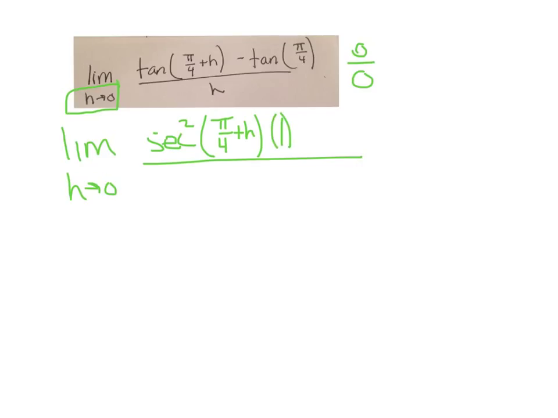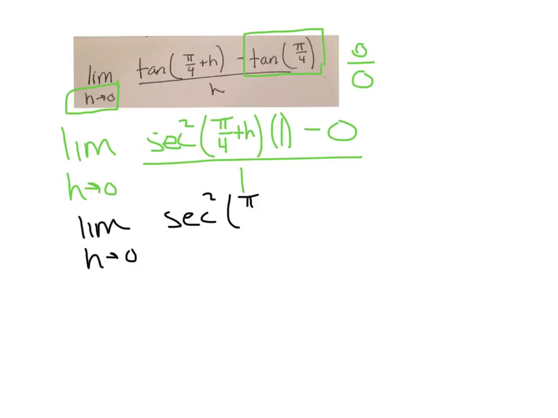Minus the tangent of pi over 4. Now be careful, do you see a variable there? Okay, no, that is a constant, so its derivative is 0, all over h, which is 1. So as I clean this up, I'm going to get the limit as h approaches 0. We want to carry that limit through. Secant squared of pi over 4 plus h, all over 1, and I get secant squared of pi over 4.